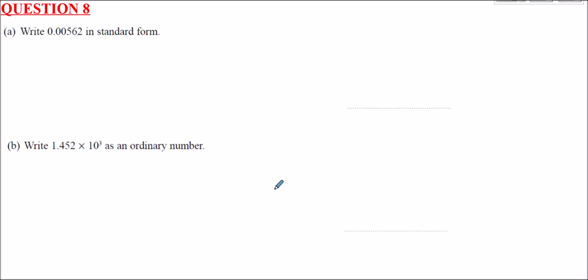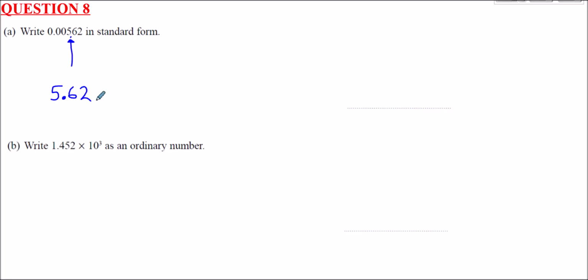So we need to write 0.00562 in standard form. Standard form means we need a number in between 1 and 10. So we want the first number before the decimal point to be at least 1, but a single digit. Essentially, we need the decimal to actually be in between the 5 and the 6. So in standard form, it would need to be 5.62.